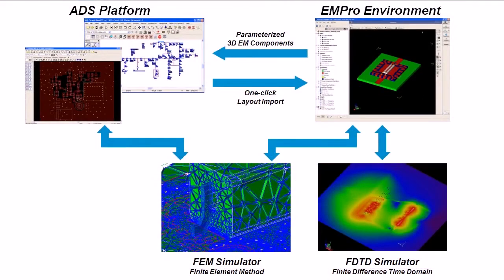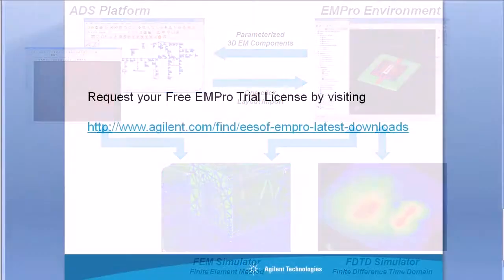To summarize, EMPro delivers the industry's most modern 3D EM modeling environment for creating 3D structures. EMPro is integrated with the ADS flow, allowing you to place parameterized 3D components directly on an ADS layout and run EM simulations from within ADS, or you can import ADS layouts into EMPro. Simulations can also be run in EMPro with both frequency domain and time domain 3D EM simulation technologies, which cover a broad range of RF, microwave, and high-speed digital applications.